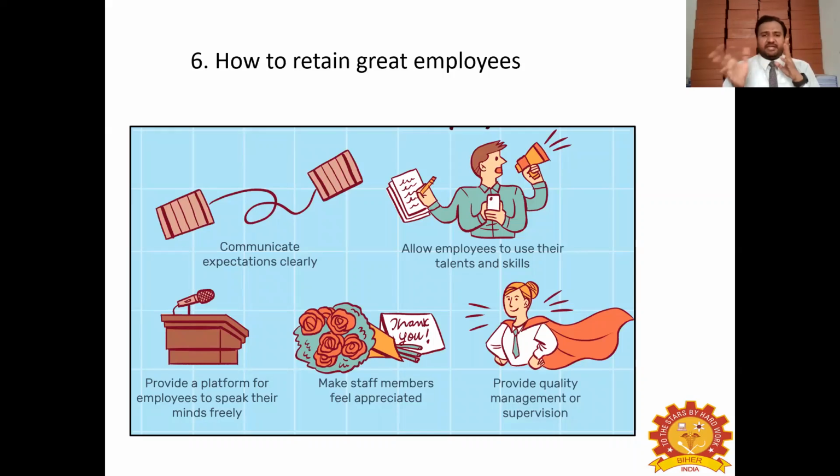The last step is, after evaluating all these steps, you need to know how to retain this good employee. Okay, so you can communicate with them and ask for their expectations clearly, and accordingly give them additional benefits. You can allow employees to use their talents and skills, and provide quality management or supervision to grow an employee, and make the staff members feel appreciated then and there by giving acknowledgements and appreciations in weekly, monthly or quarterly meetings. We can also provide a platform for employees to speak their minds freely during brainstorming sessions or weekly or monthly meetings. So this is the sixth step.